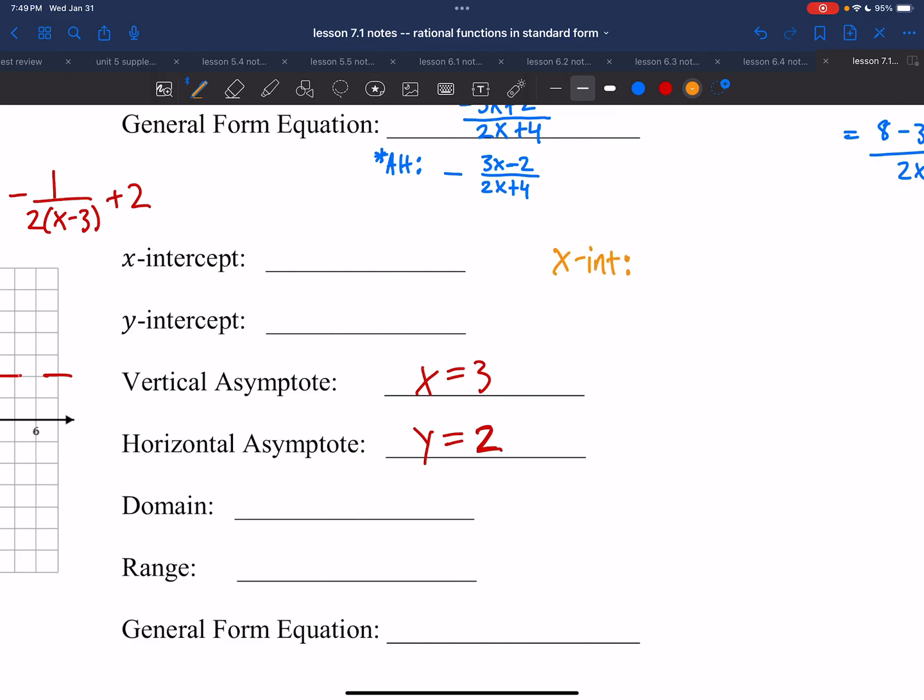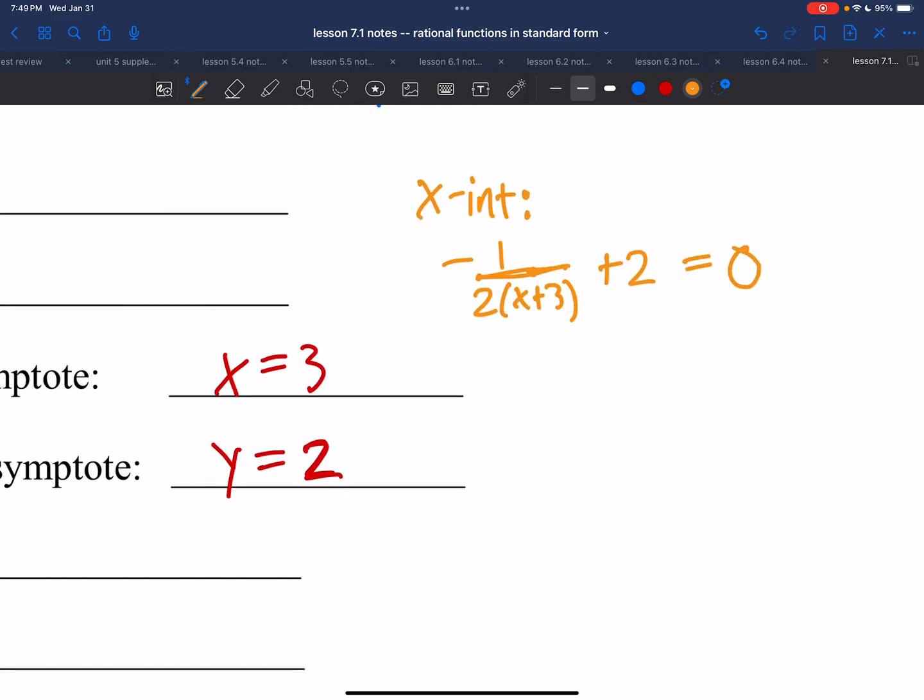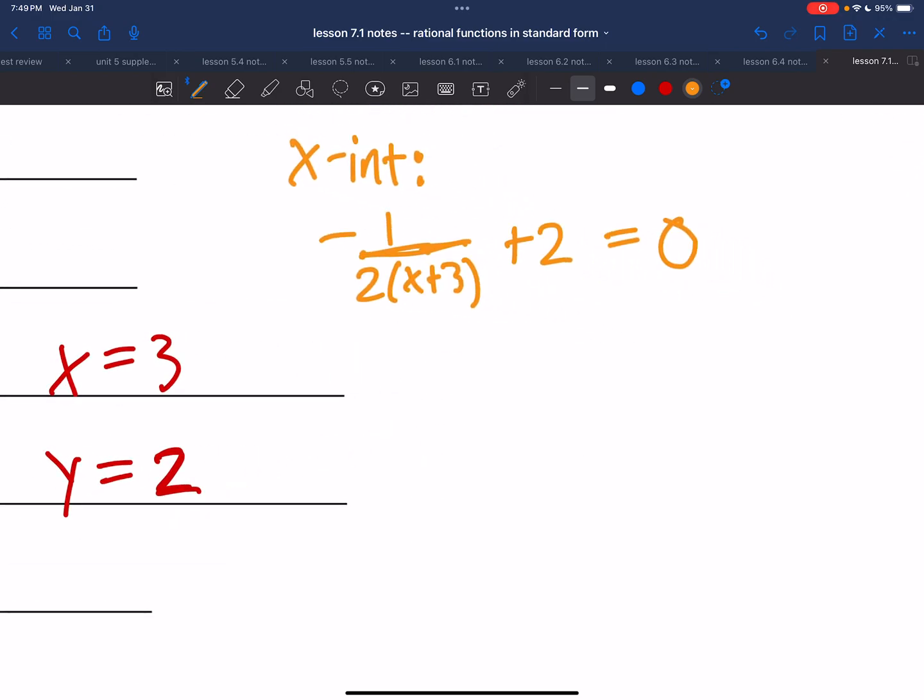X-intercept is going to be negative 1 over 2x plus 3 plus 2. We're going to set this equal to 0. Let's just add the fraction to the other side, yeah? There's 2 equal to 1 over 2 times x plus 3. A lot of times you guys will subtract 2, and then it's all the same, right? It's all the same. Let's flip those ratios. So 2 becomes a half, and 1 over that becomes 2 times x plus 3.